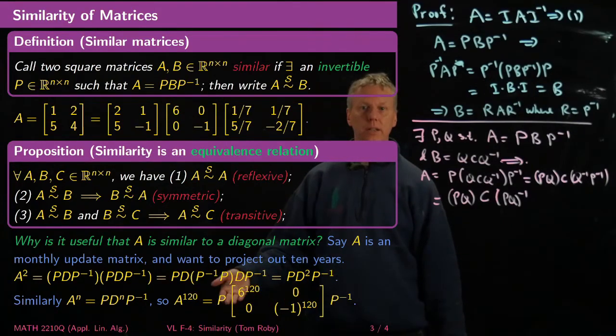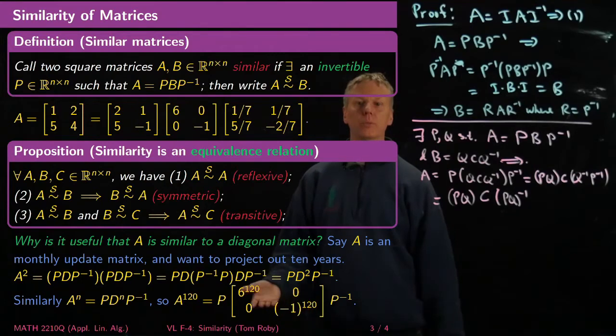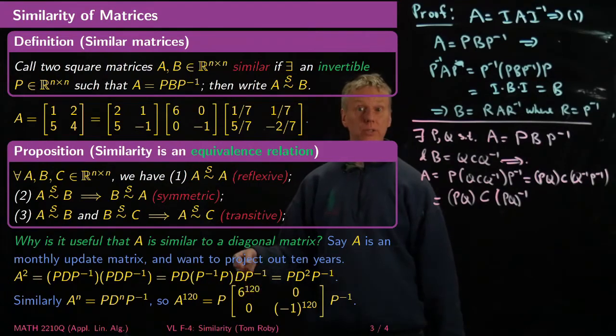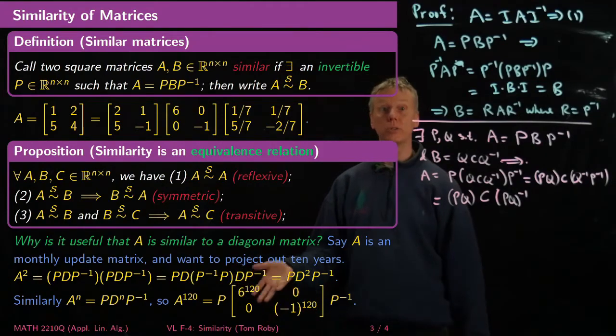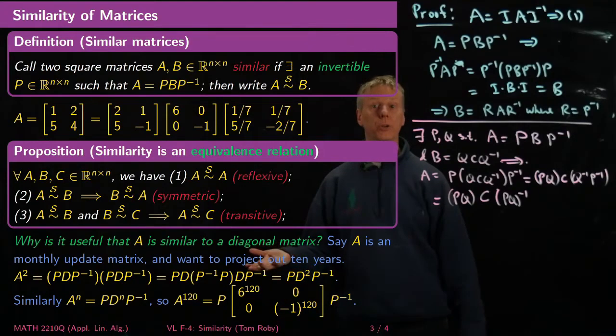But computing the 120th power of a diagonal matrix is really easy, because when you multiply two diagonal matrices, you just multiply the diagonal entries. And if you want to take the power of a diagonal matrix, you just take the power of each of the diagonal entries, which are the only non-zero entries. And so it's much simpler than usual matrix multiplication.